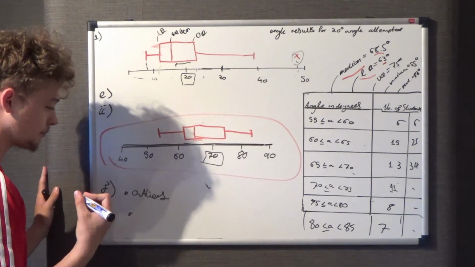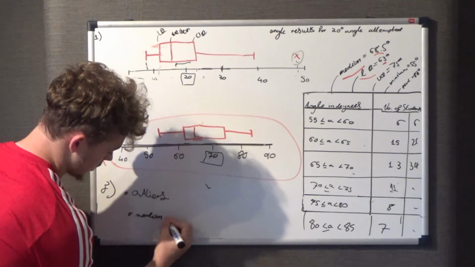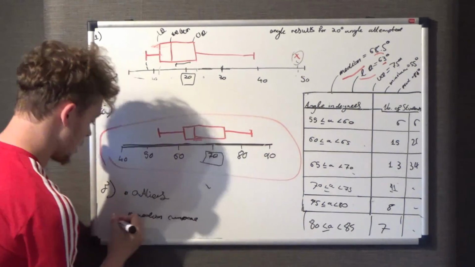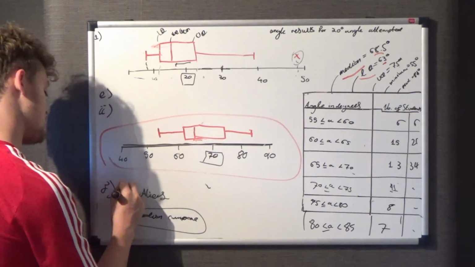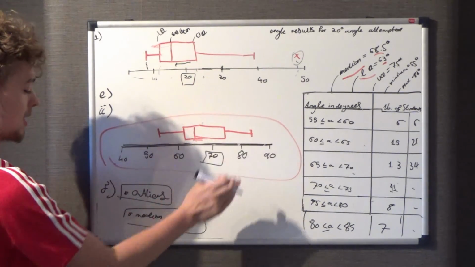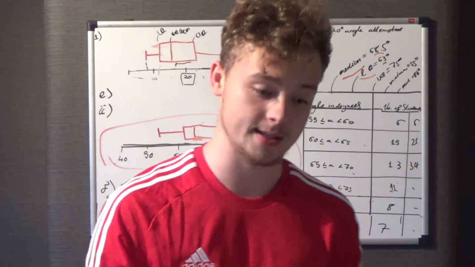So I mentioned comparing the medians. But as I say, there are loads of other variants you can use to compare. Just using these two, you could say, as this has no outliers and the median is closer, they are more accurate at drawing a 70 degree angle, and that's all you need to state.